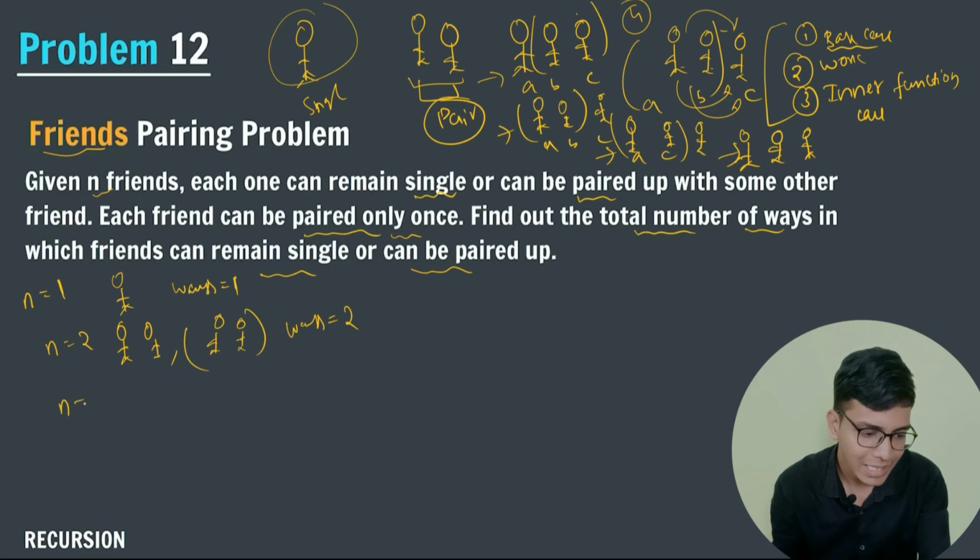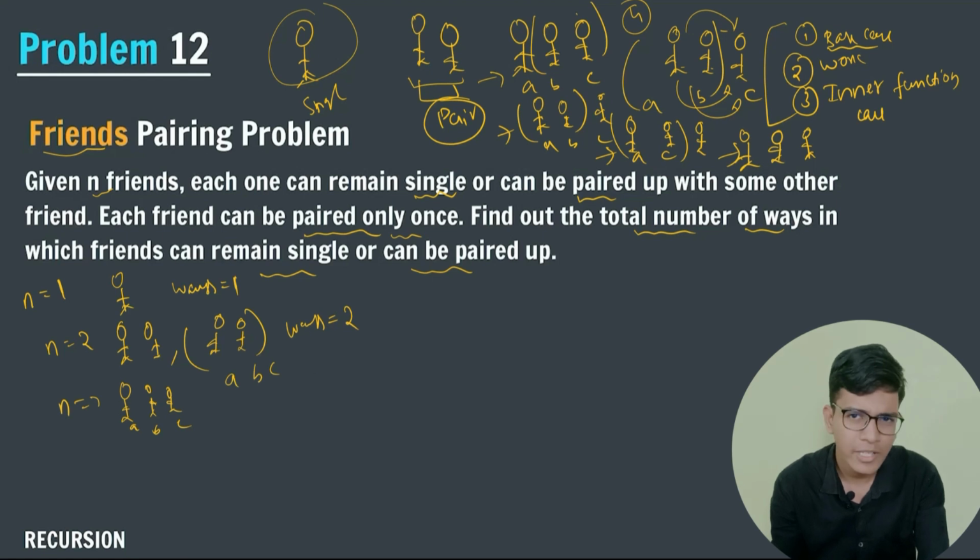The other way can be that the two persons form a pair, so the number of ways will be 2. After that, when n is equal to 3, we already saw that there are three friends, A, B and C. So A, B, C, all three of them want to be single. This is one way. Or A, B form a pair and C will remain single, or A, C will form a pair and B will remain single, or B, C will form a pair and A will remain single.